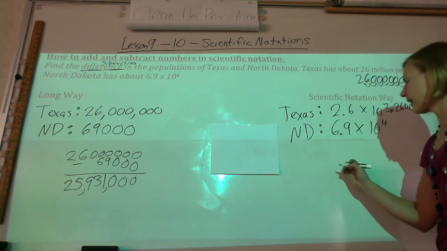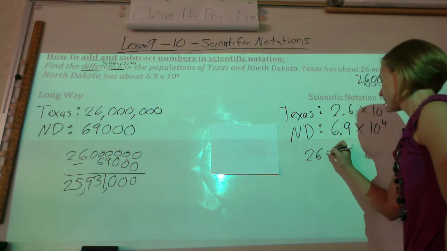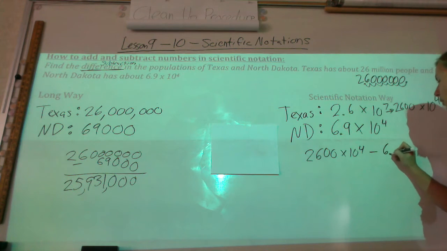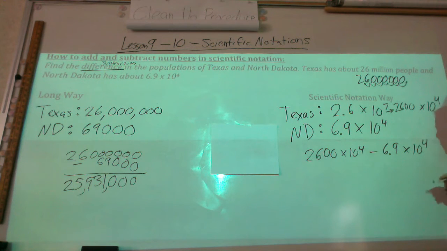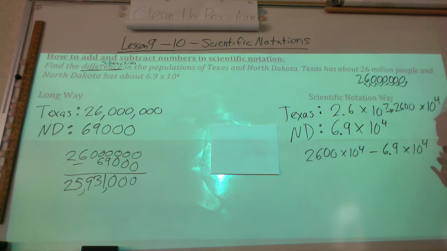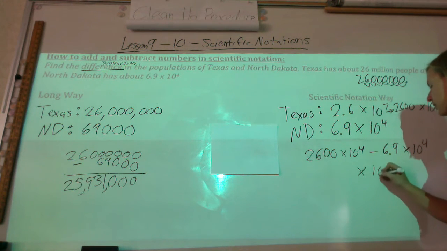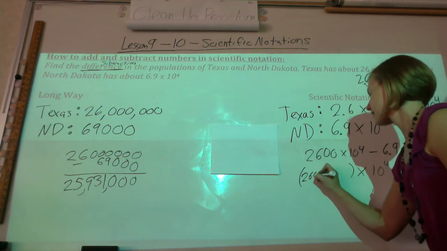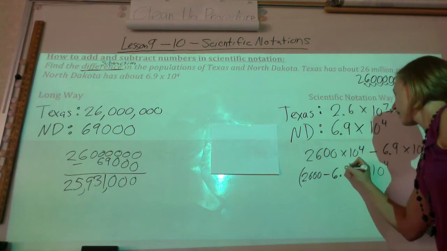Now, let's write it out. We have 2,600 times 10 to the 4th minus 6.9 times 10 to the 4th power. What we can do here, and this is kind of the opposite of distribution, you're undistributing things, is we can essentially take out the powers of 10 because they're the same. So if we take it out from both of them, it doesn't actually go away. We're just going to undistribute it. It leaves behind our numbers. So we have 2,600 and our 6.9.